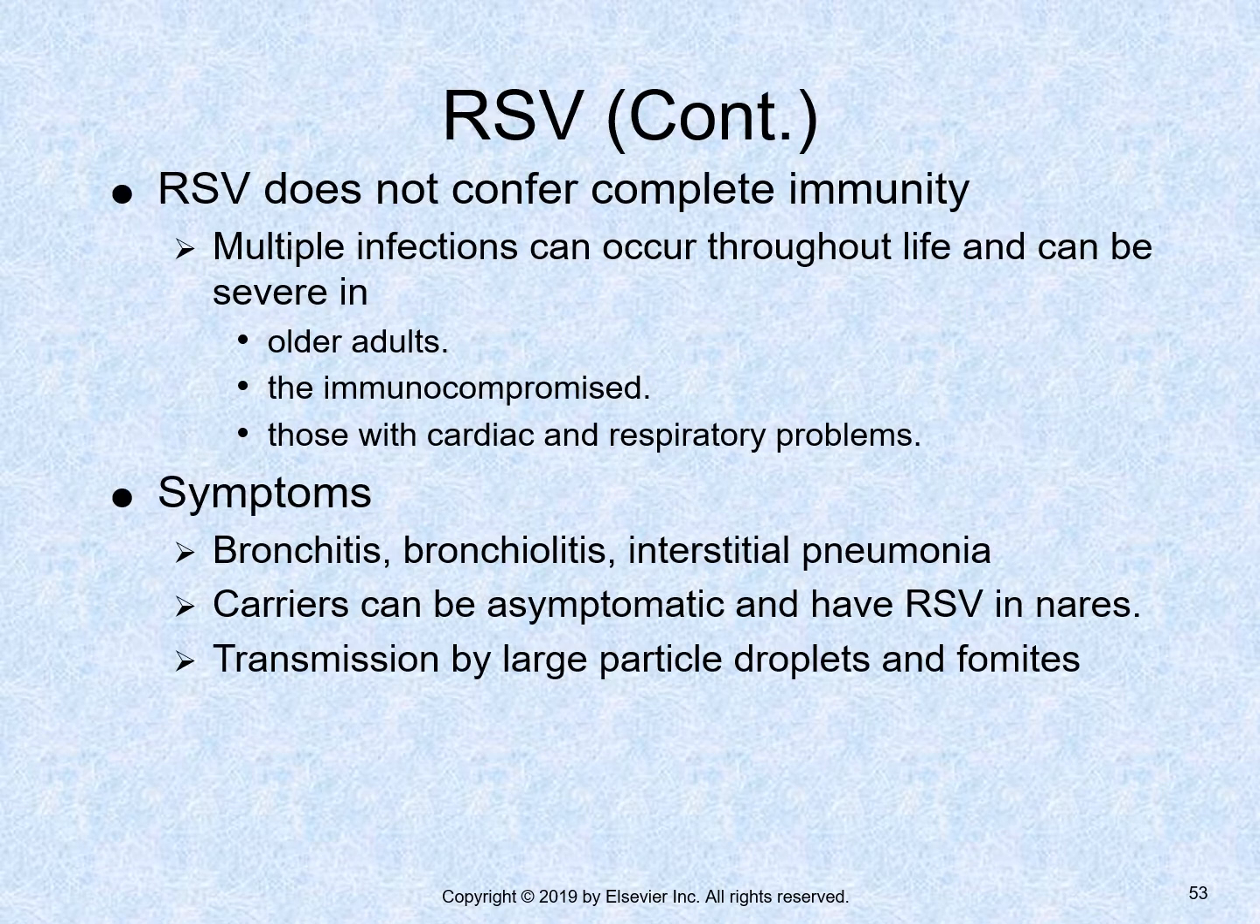RSV spreads mostly through large particle droplets and contact with fomites, rather than through inhalation of small aerosols. The virus may be carried in the nares of asymptomatic adults. RSV infections occur in yearly outbreaks that last 2 to 5 months and usually appear during the winter or early spring in temperate zones.